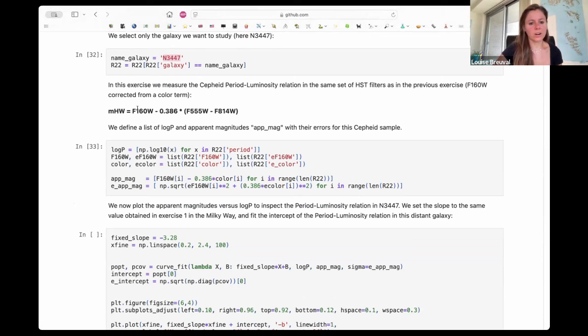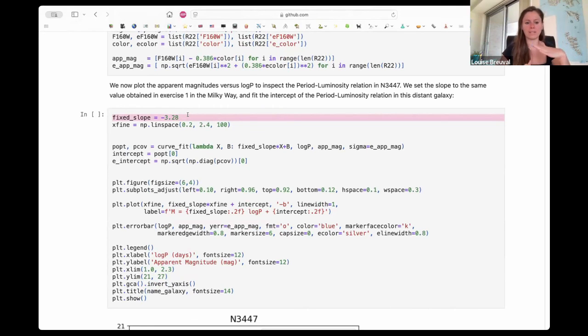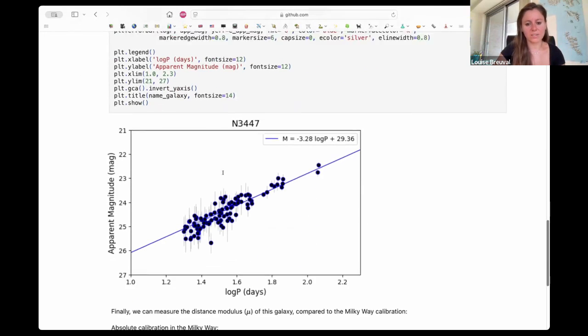And you build the color corrected magnitude. And here you use the same slope. Something really important here is if you use the calibrated PL relation to measure the distance to another galaxy, you need to use the same slope. So you really have two parallel lines, two parallel relations, and the difference in intercept would give you the difference in distance. So it's basically the same exercise.